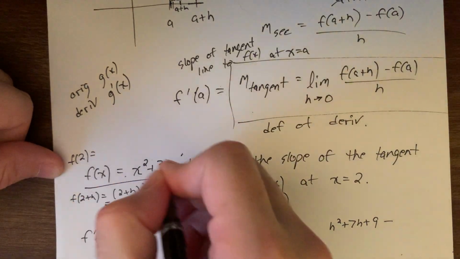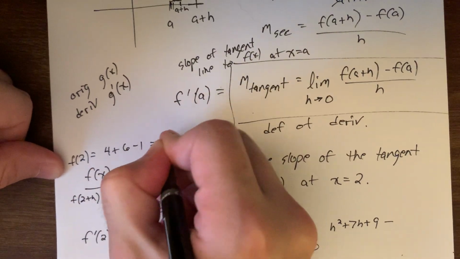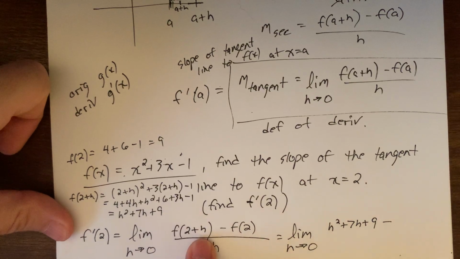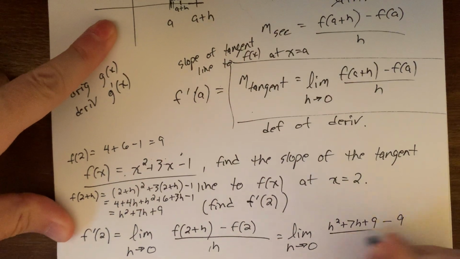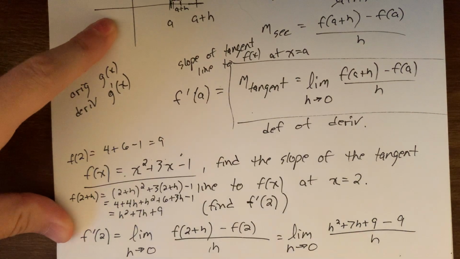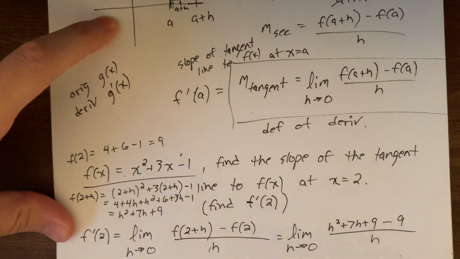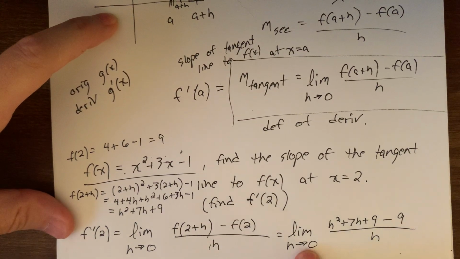Just plugging that in. 2 squared is 4, plus 3 times 2 is 6, minus 1, so I get 9. So all of this is this, and that one, minus f of 2, was minus 9, all over h. Now, let's finish cleaning this up, right? Limit. Actually, I should have pointed this out right off the bat.